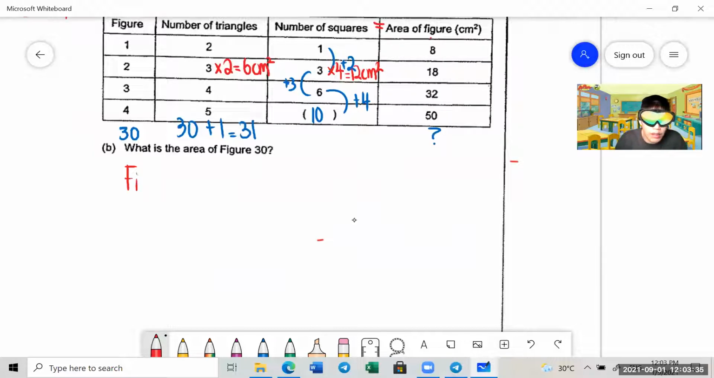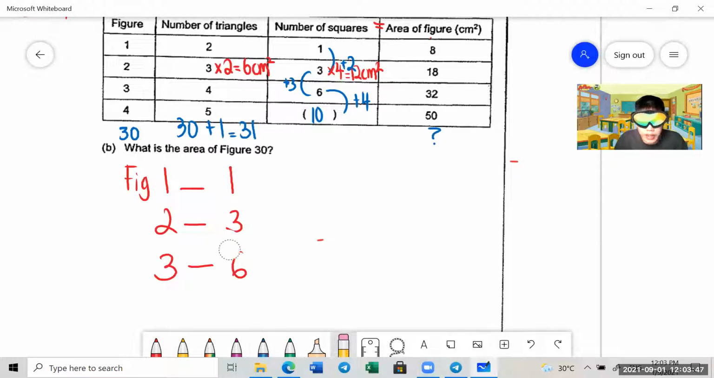So figure number 1, I have 1 square. Figure number 2, I have 3 squares. Figure number 3, I have 6 squares. When you look at this, you need to quickly write down, in fact you shouldn't even write all of this, you should write 1 plus 2 equals 3. This is what I call listing down your mathematical pattern.